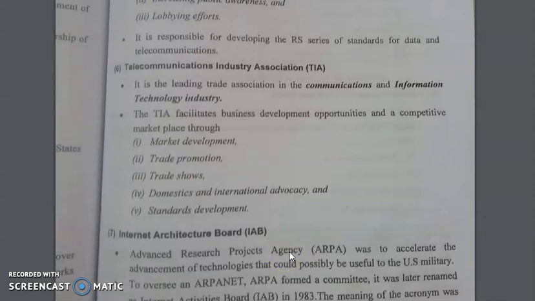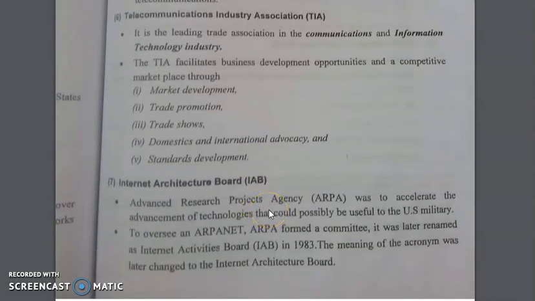Seventh one, IAB, Internet Architecture Board. Advanced Research Project Agency was to accelerate the advancement of technology that could possibly be useful to the US military. ARPA formed a committee. It was later renamed as Internet Activities Board, IAB, in 1983. The meaning of the acronym was later changed to Internet Architecture Board.